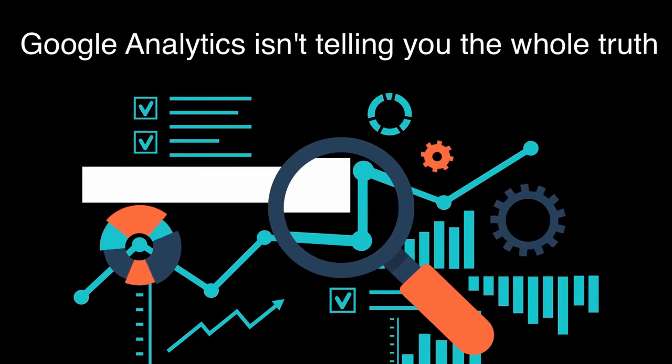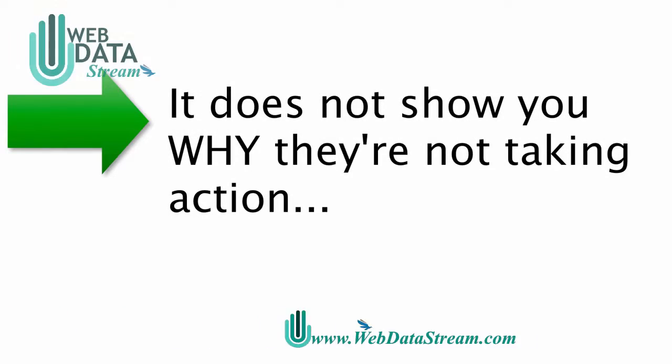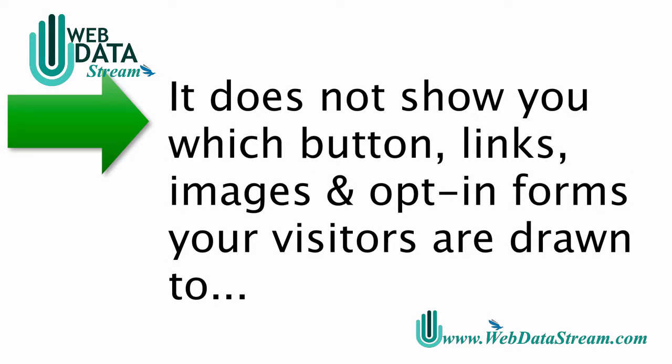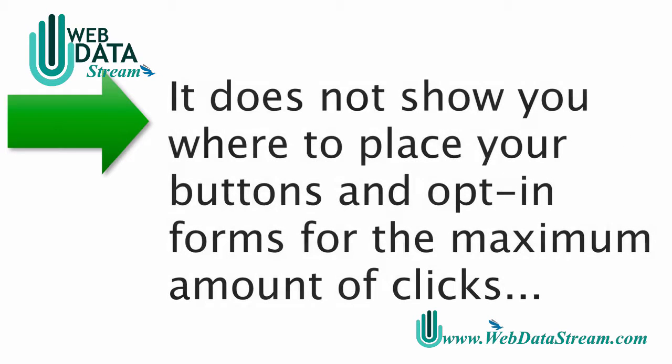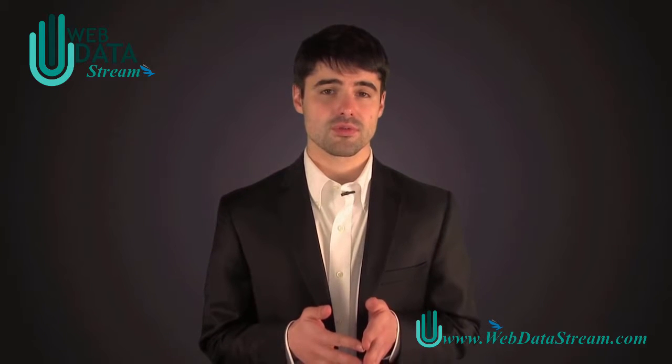Sure, it might tell you where your visitors came from and where they're going on your website, but it doesn't show you why they're not taking action. Google Analytics does not show you which buttons, links, images, and opt-in forms your visitors are drawn to, which ones they're avoiding. It does not show you what's distracting your visitors from taking action. It does not show you where to place your opt-in forms, buy buttons, advertising, and share buttons to get the maximum amount of clicks. And it does not show you how far people are scrolling down your sales page and when they're dropping off. Now you might be thinking, that's what split testing tools are for, right?